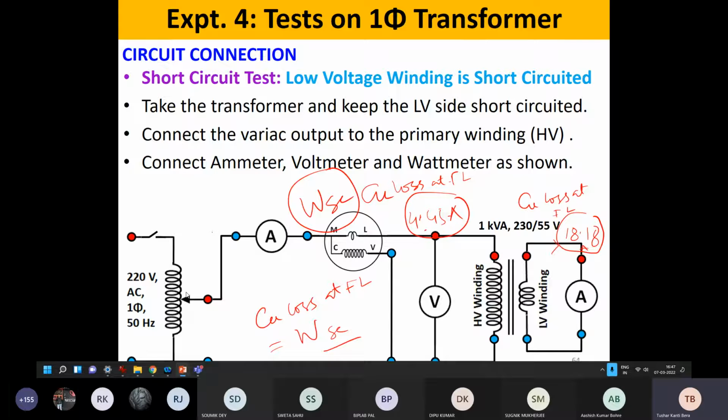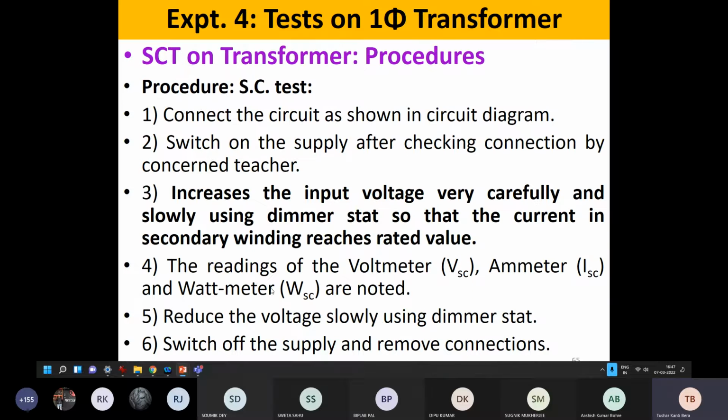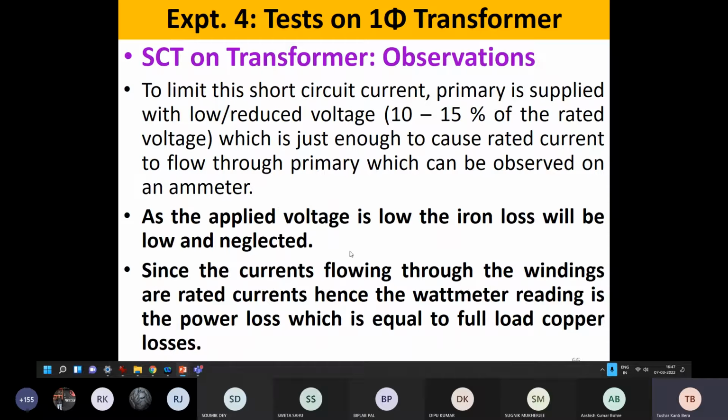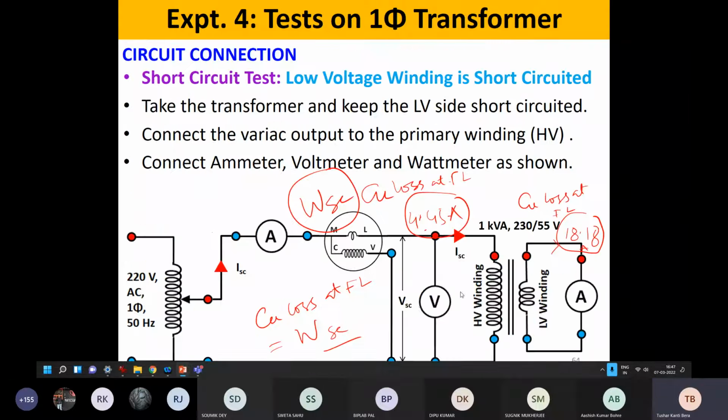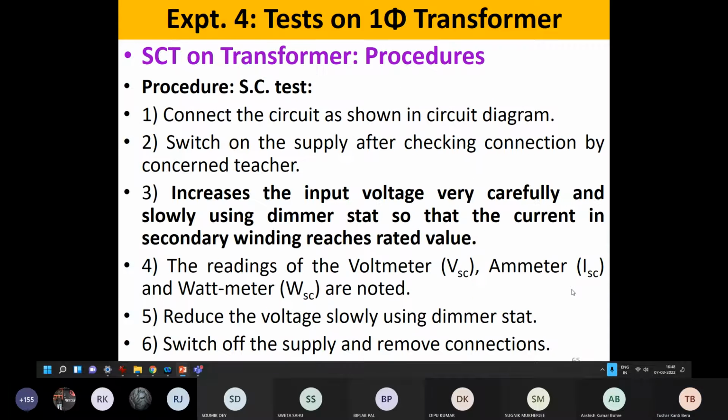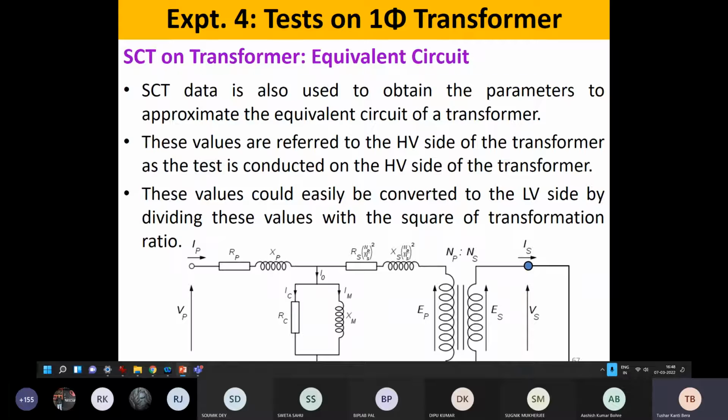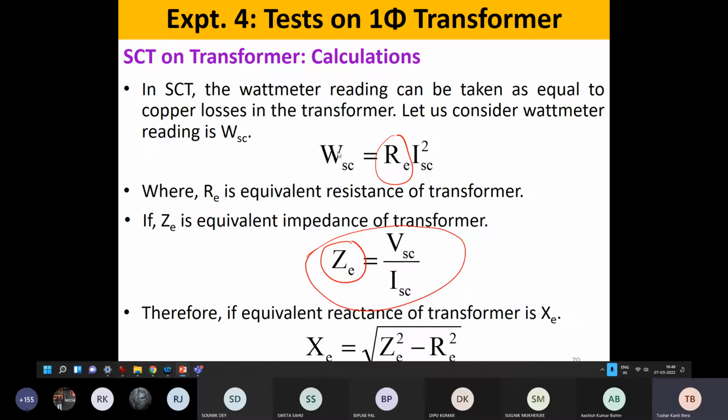Now we will gradually increase the voltage, and we will see that at very less voltage, means 10 to 15% of the rated voltage, 10 to 15% of the 230 volt, that voltage will be able to send 18.18 ampere. So that voltage will be sufficient to send this much of current. So we will play the video now, and here also we will get the similar equations.